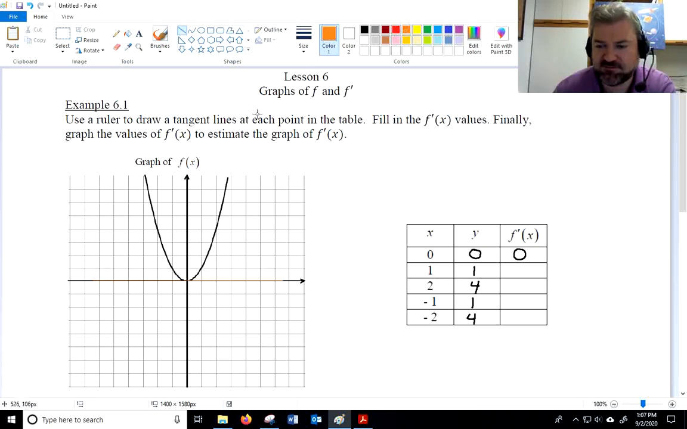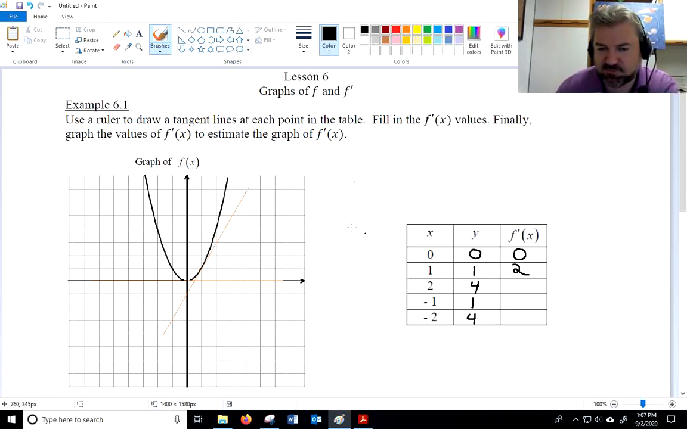Now let's do another tangent line, this time at x equals 1. And again, I'm just estimating here. I think that's not quite right. Let's try again. Okay, how about that? So I'm going to say that the slope of this tangent line is up 2 over 1. The slope of the tangent line is 2.